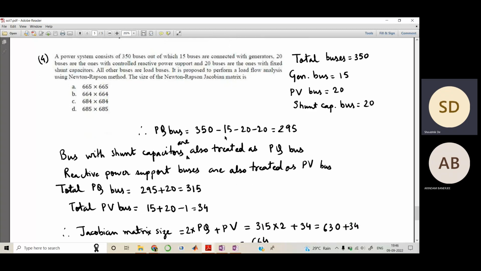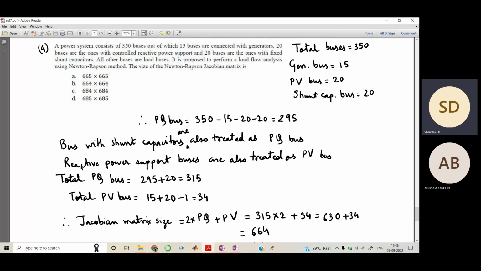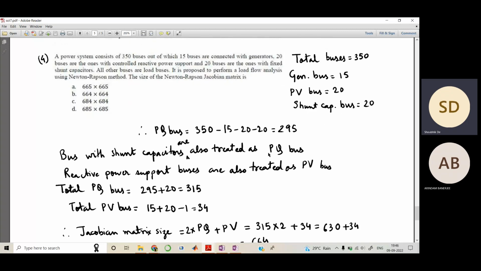Therefore, for the PQ buses, what is the total number of load buses? It would be 350 minus 15 minus 20 minus 20, which is 295. Now, these are some of the terms which you should remember while you are solving this kind of problem.